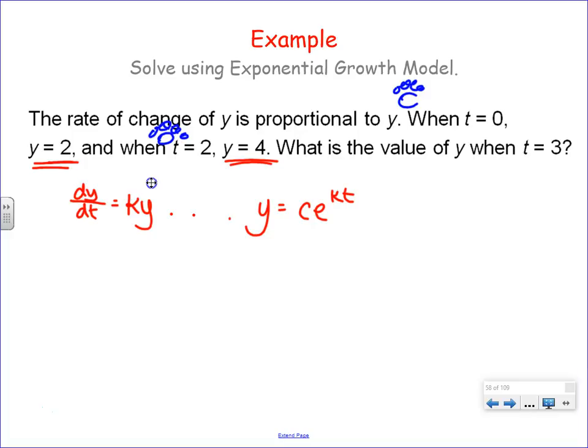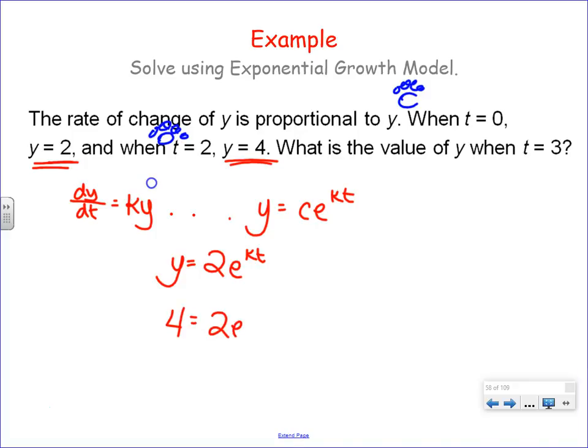So we know that you could plug in t is 0, right? That would just be 1, and then y is 2, so C is 2. So 2C or 2e, and then we have to find k. Now we can plug in and check our other clue, right? So then y is equal to 4.